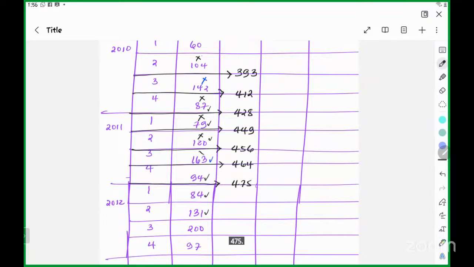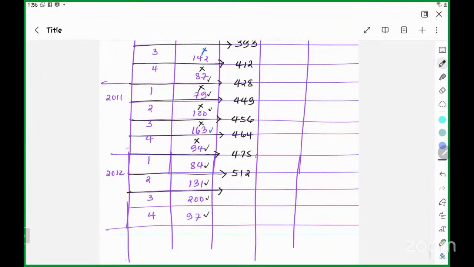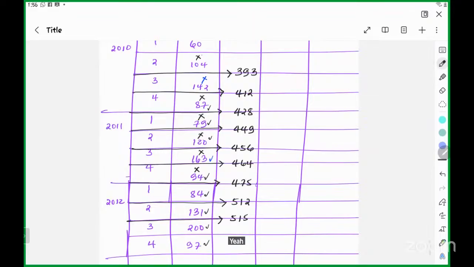Drop 163, add back 200. That total should appear here. 512. Drop 94, add back 97. 515.